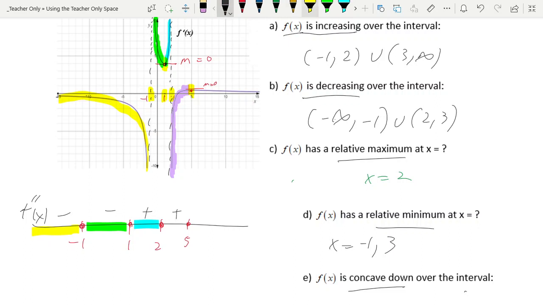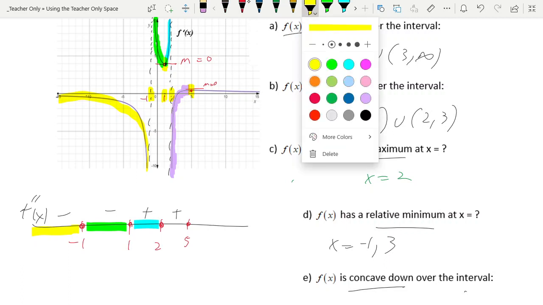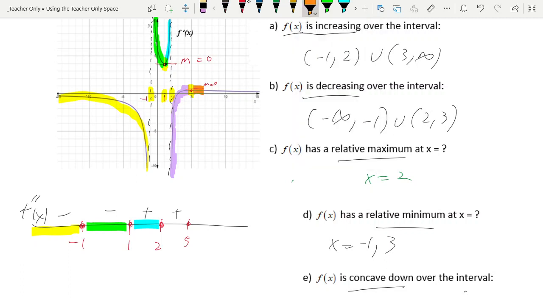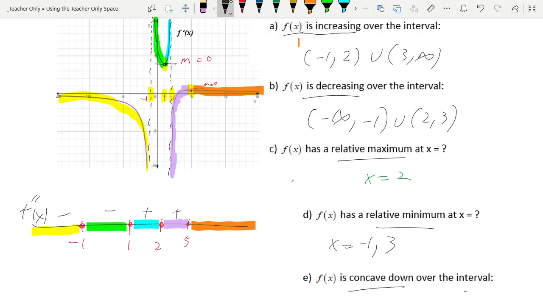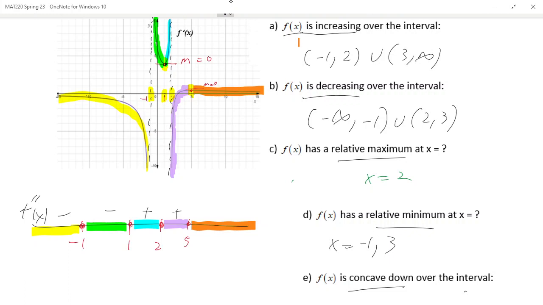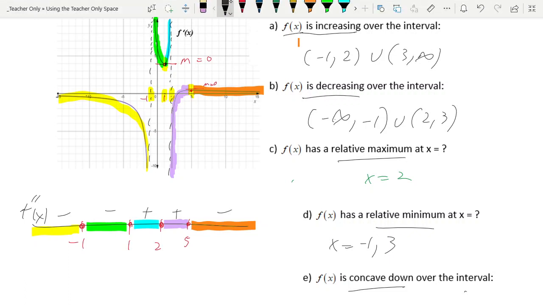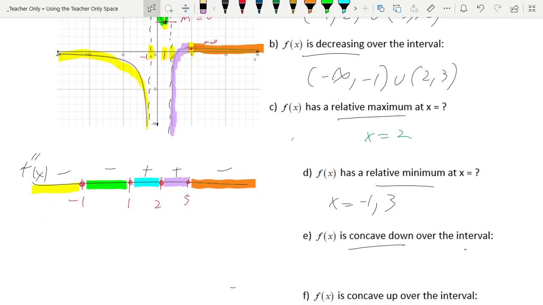Last but not least, I need one more color. So let me switch to orange. From 5 on, that's this area here. Oops, I forgot to highlight. There we go. The orange area, you can see our graph was going down, ever so slightly. It was still going down, so our slopes are negative. So let's write our intervals.